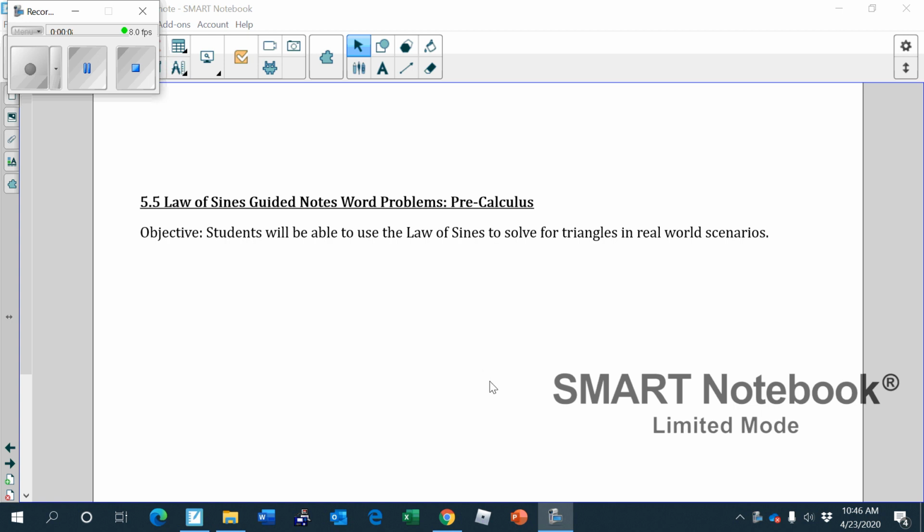Okay, so today we're still doing law of sines, but we're just doing them through word problems. So let's get started.